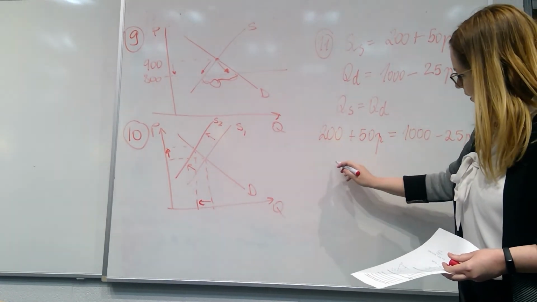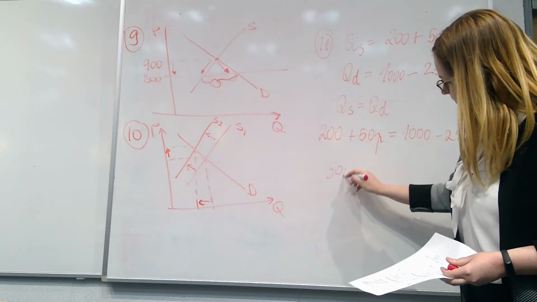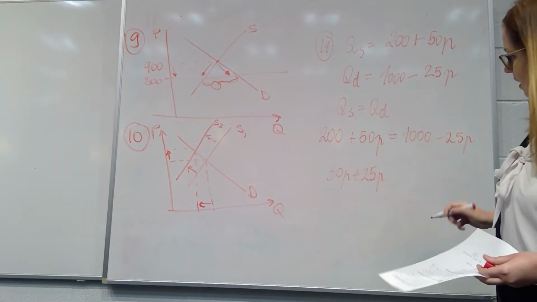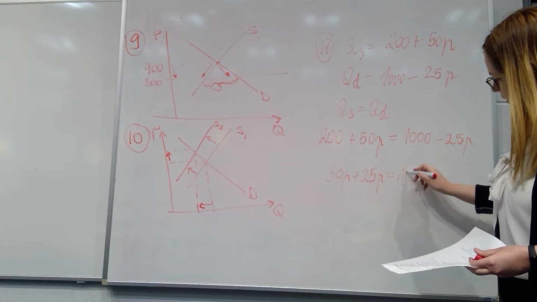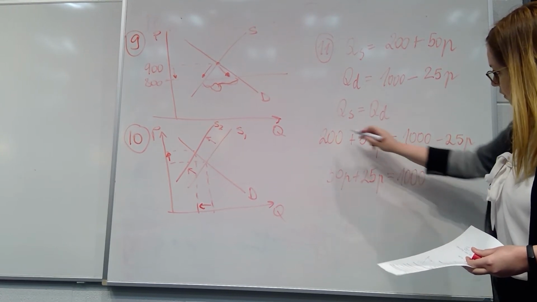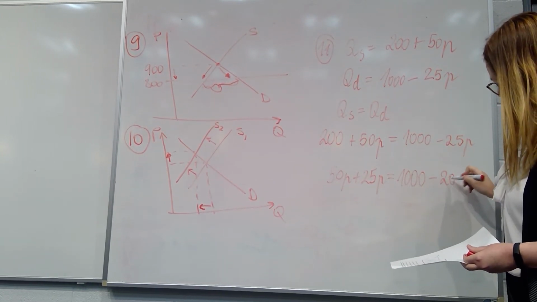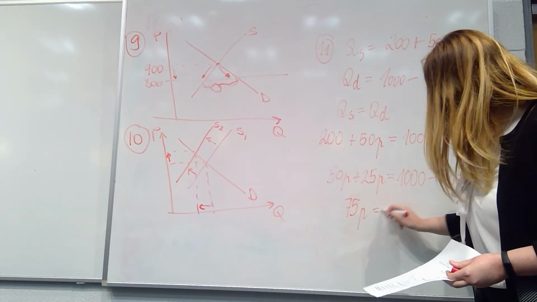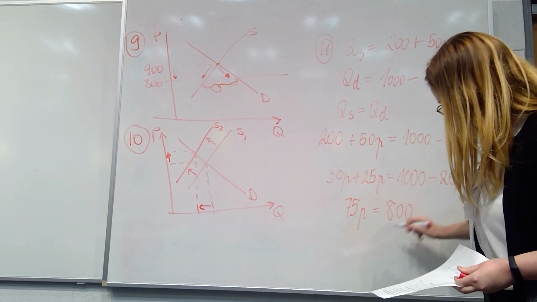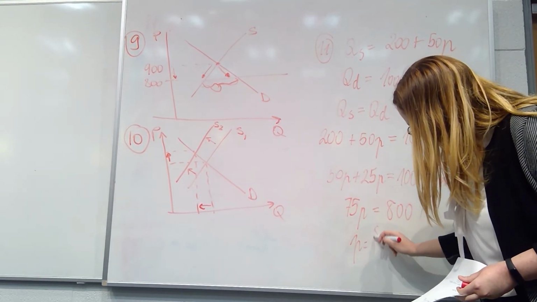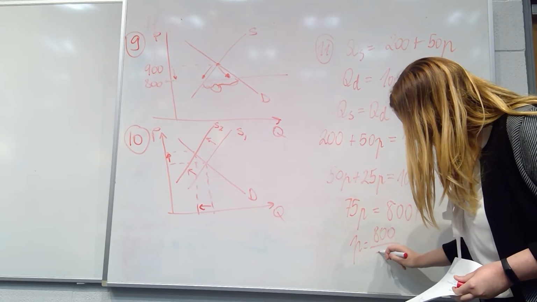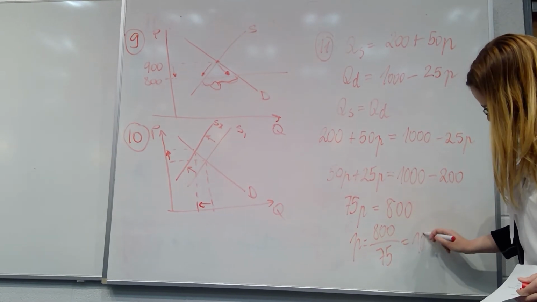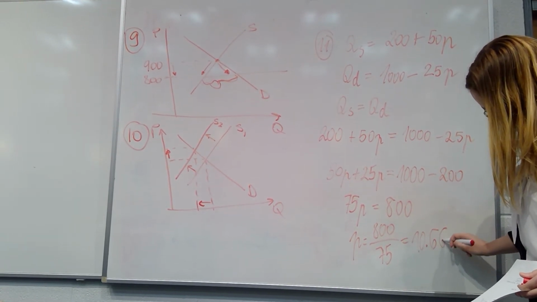So we want to bring all our p's to one side and all our numbers to the other side. So we will have 50p plus 25p. So 25 goes from here to this side. And then we have 1000 minus 200 going to this side. So we have 75p, which is equal to 800, and our p is 800 over 75, which is equal to 10.66.